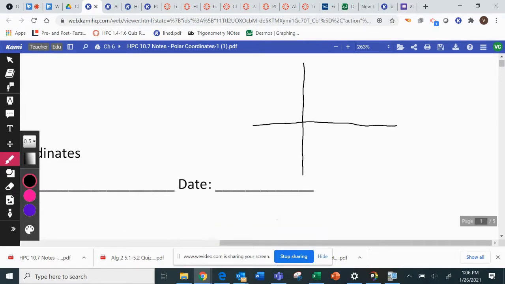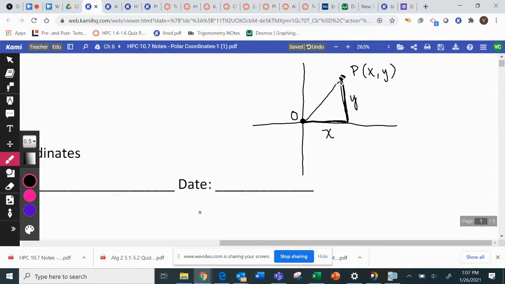XY axis. If I go over X amount and then I go up Y amount, there's an ordered pair right here. I'm going to call that P, XY. What's this ordered pair right here? 0, 0, the origin, call it O.